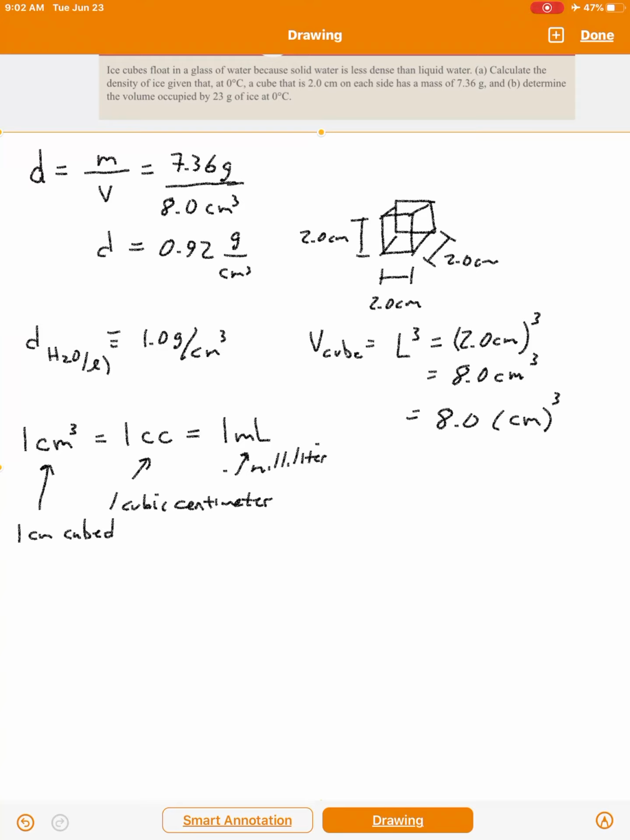That 1 cm cubed is the same as 1 cc, which is the same as 1 ml. I recommend you memorize that, okay? Make a little note here. Memorize this. Now, let's do part B.